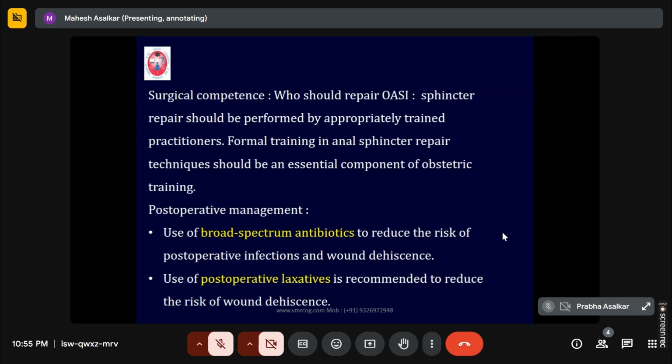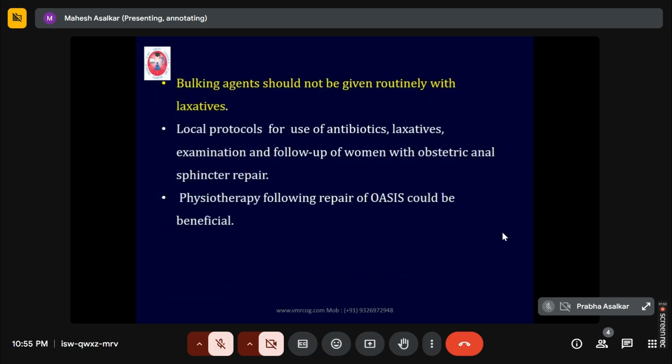Post-operative management. What will you do post-operatively? You will give a broad spectrum antibiotic to reduce the risk of post-operative infections and wound adhesions. Then use of post-operative laxatives is recommended to reduce the risk of wound adhesions. Third, bulking agents will not be given. You will give laxatives, but the bulking agent should not be given routinely with the laxatives.